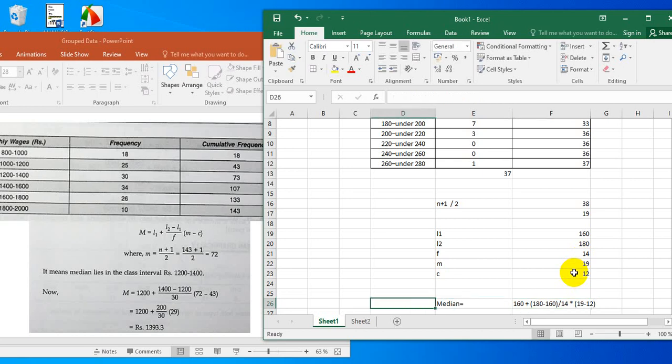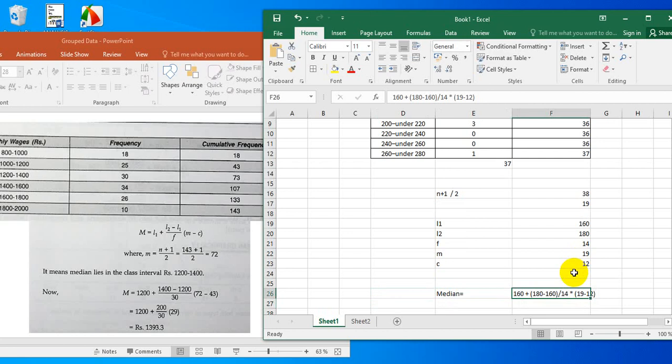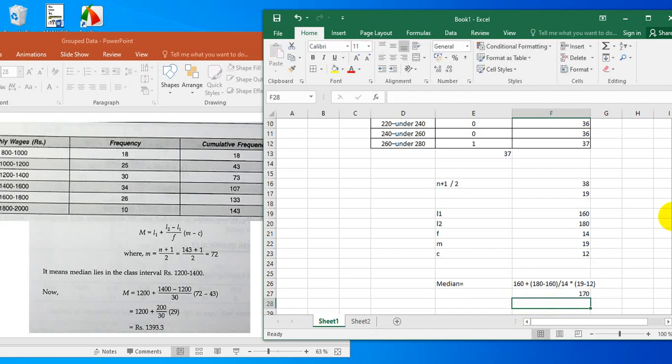Is it clear? Okay. 160 plus 180 minus 160 divided by 14 multiplied by 19 minus 12. So here we just compute these values, put the equality sign, and you will get the final answer. The final answer is median 170. So students, this is the way we find the median score for grouped data.